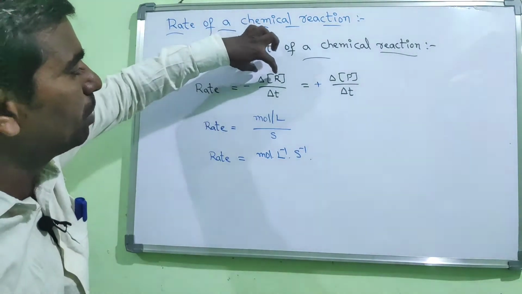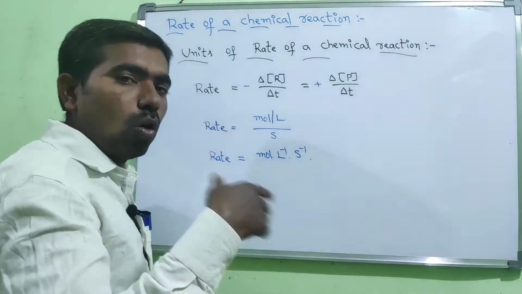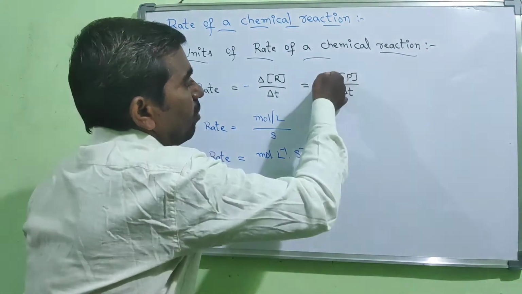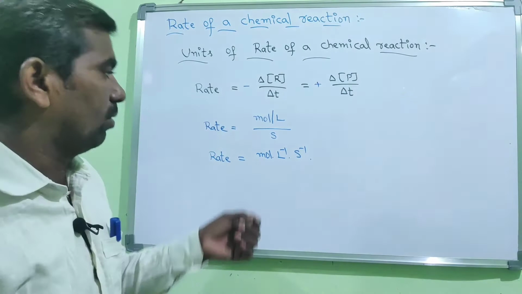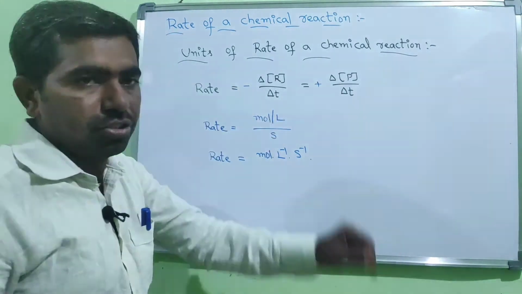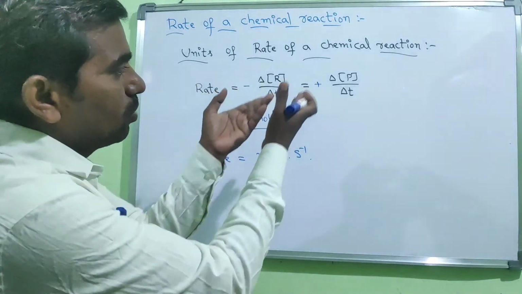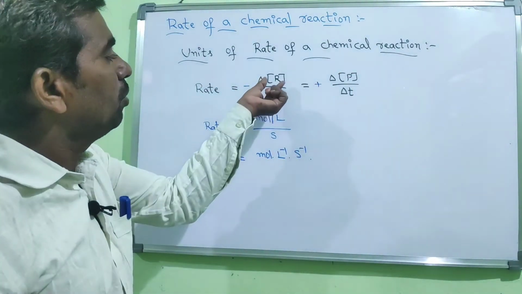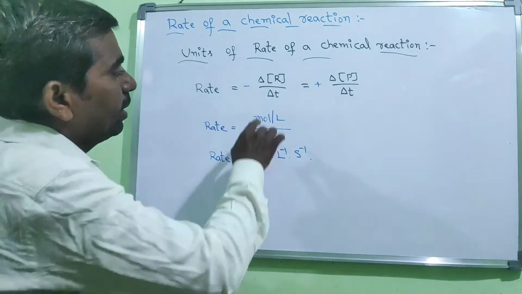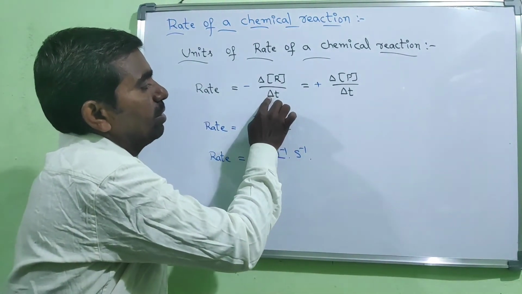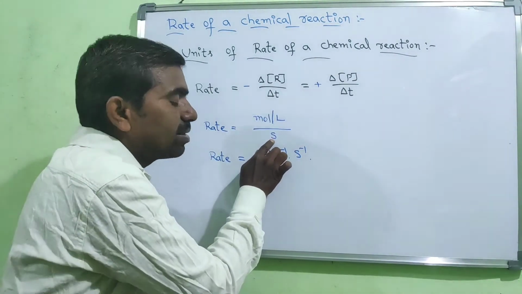So here in the numerator there is the concentration of reactant or the concentration of product. So the units for the concentration are moles per liter. Both are concentrations, whether they are reactants or products. So the units for the concentration I am taking as moles per liter. And in the denominator is the change in the time. So the units for the time are seconds.